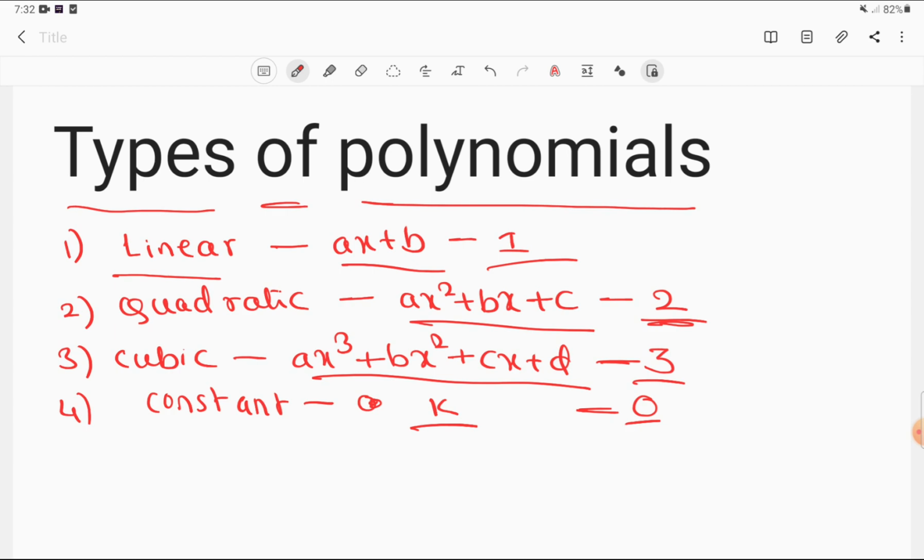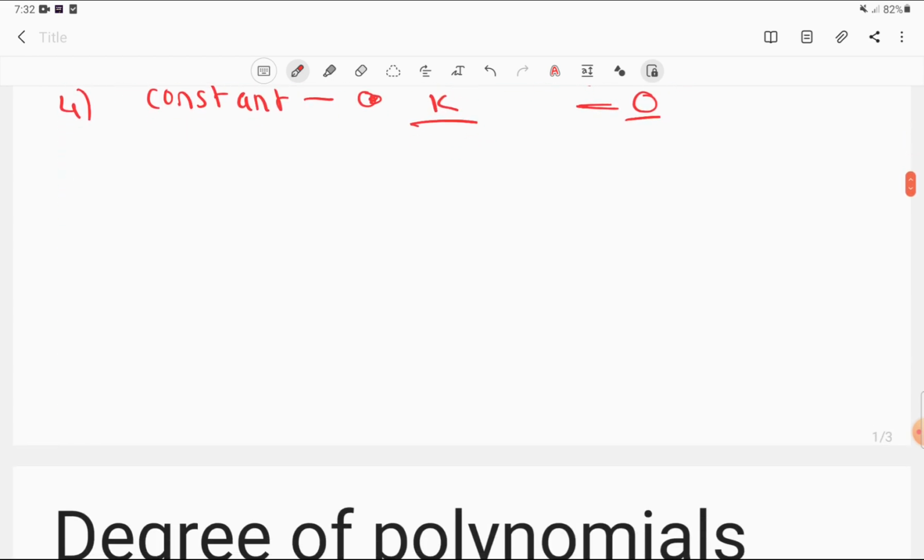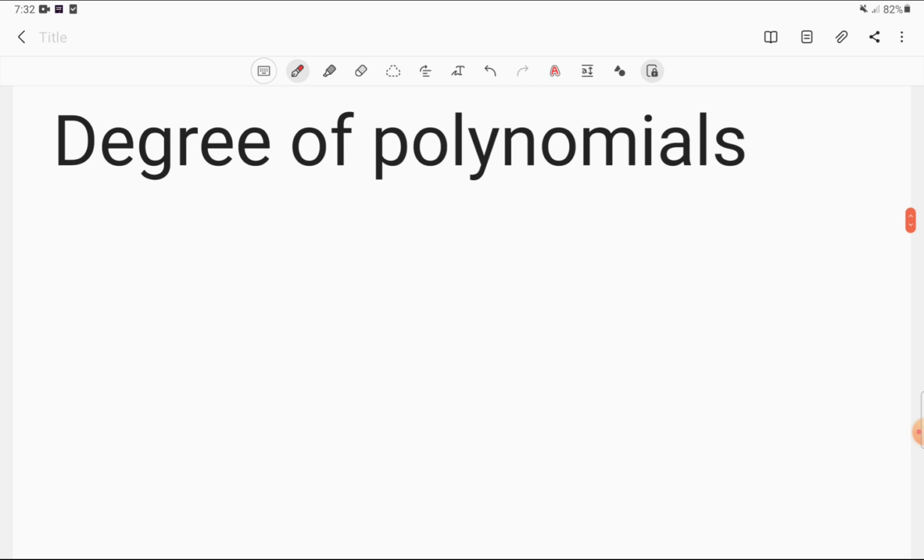So moving to the next point, that is degree of polynomials. What is meant by degree of a polynomial? I have taken one example here: p of x equal to 3x cube plus 5x square minus 3.